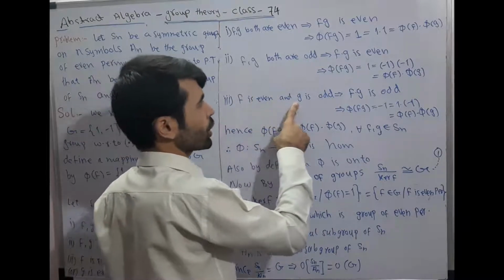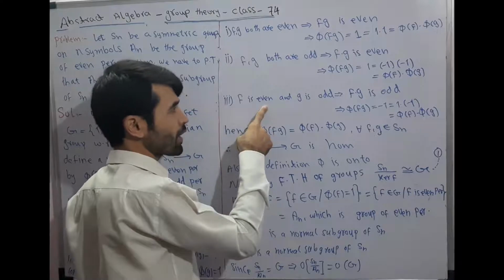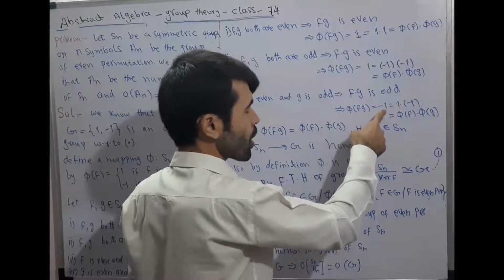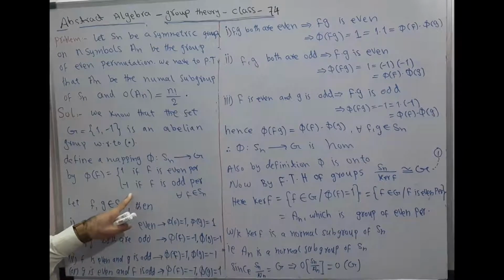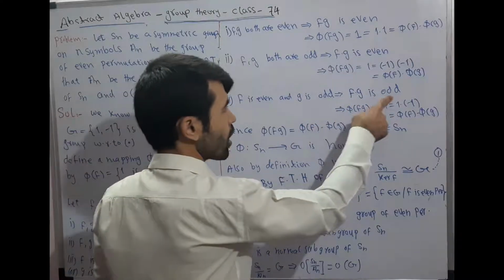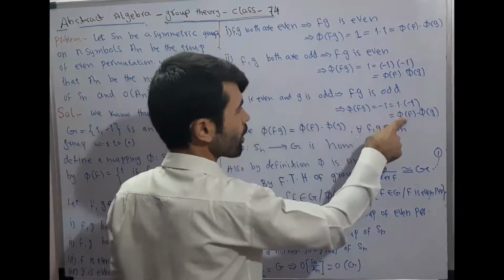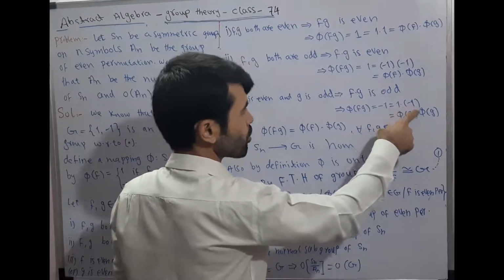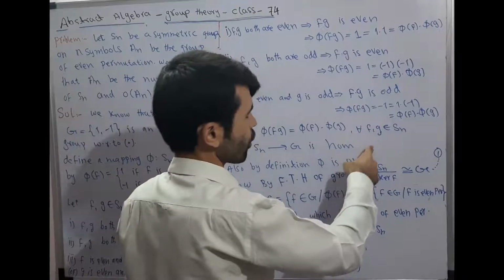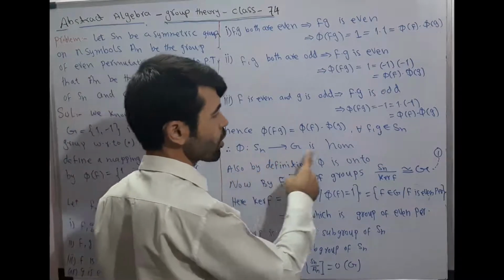Number three, if f is even and g is odd permutation, then f into g is an odd permutation. The product of an even and an odd permutation is an odd permutation. This implies phi of f into g is equal to -1. We can write 1 into -1. Instead of 1, since f is an even permutation, we can write phi of f, and instead of -1 we can write phi of g. Hence, phi of f into g is equal to phi of f into phi of g for all f, g belonging to Sn. Therefore, phi from Sn into G is a homomorphism.